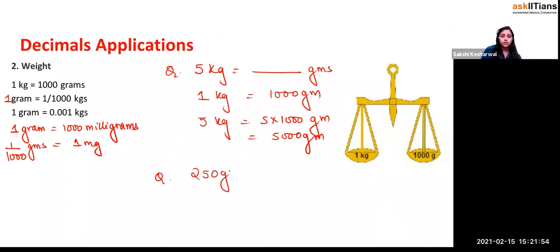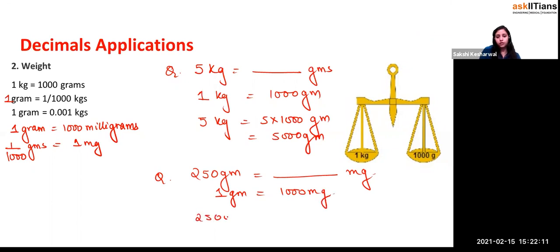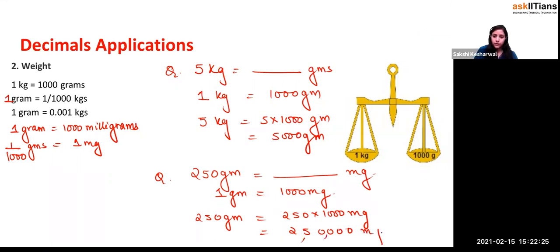Now, if I give you a question like convert 250 grams into milligrams. So what will this be? 1 gram is equal to 1000 milligrams, right? So we say that 250 grams is equal to 250 into 1000 milligrams, which is equal to 2,50,000 milligrams, right?